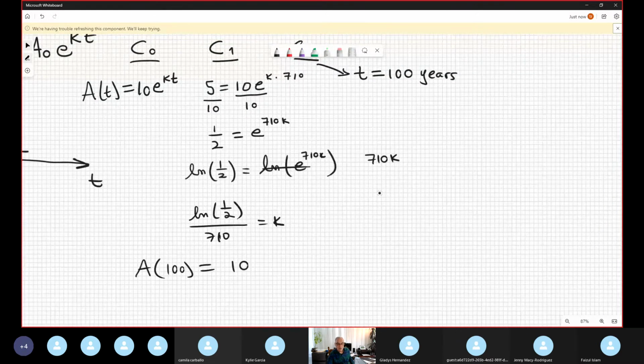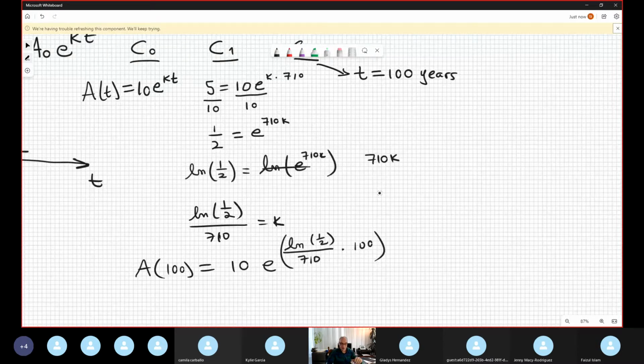exponential. Now K, I know that it is natural logarithm of 1/2 divided by 710, the half-life, multiplied by 100, and everything is the exponent of the exponential. Be careful with the parentheses. We have two levels of parentheses. We have one outermost parenthesis that involves everything in the exponent of the e function, the exponential. And we have another small parenthesis that involves the argument of the logarithm. Okay?